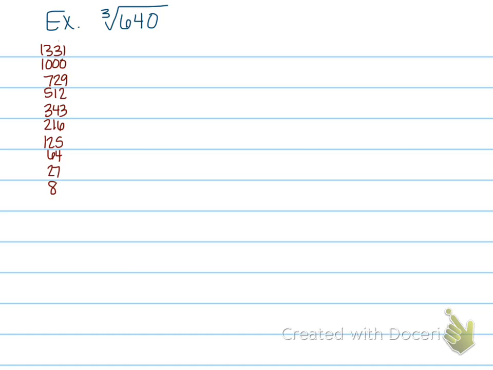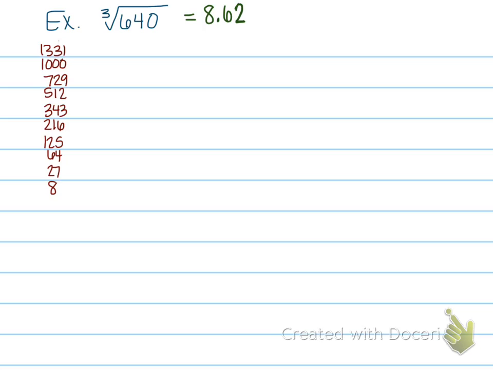My next number is 640. I'm going to check to see if this is a perfect cube. So in my calculator, math, fourth option, 640. And I'm going to see what I get. I got a decimal, and that decimal was 8.62. Once again, I rounded.